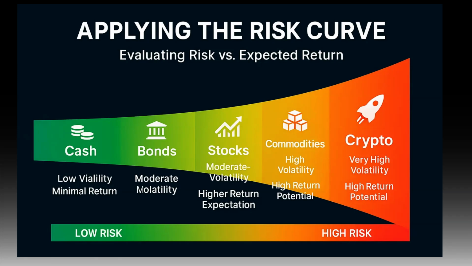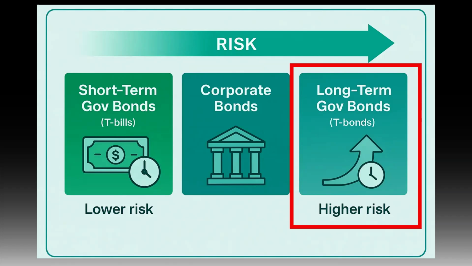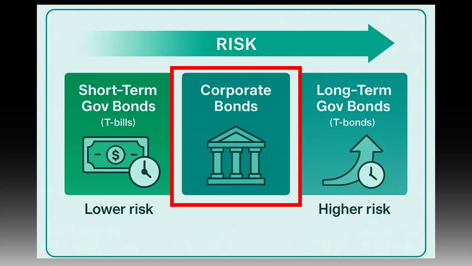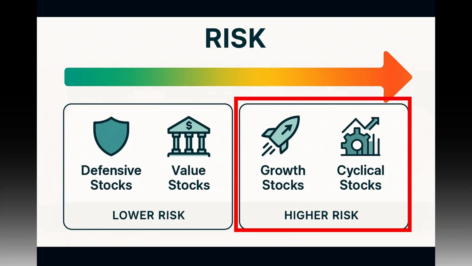Now, we can actually apply the risk curve to each asset class. Short-term government bonds are going to be lower on the risk curve than long-term government bonds. Corporate bonds are typically somewhere in between. Defensive stocks and value stocks are on the lower end of the risk curve, where growth stocks and cyclical stocks are on the higher end of the risk curve.